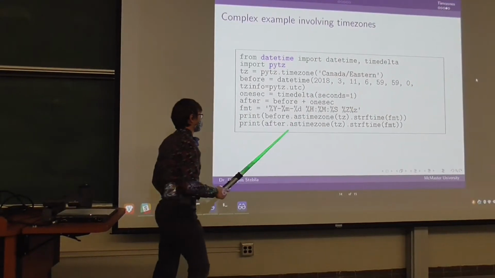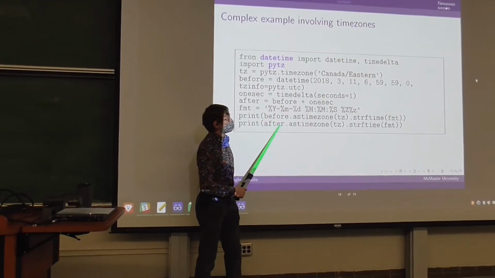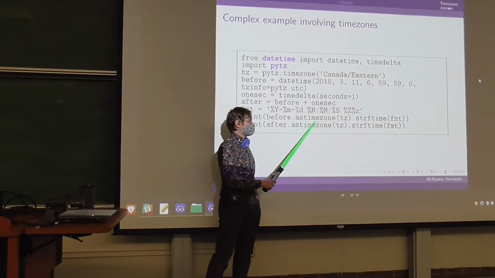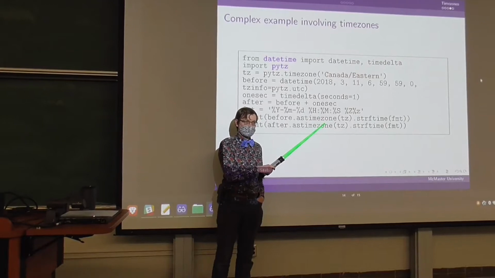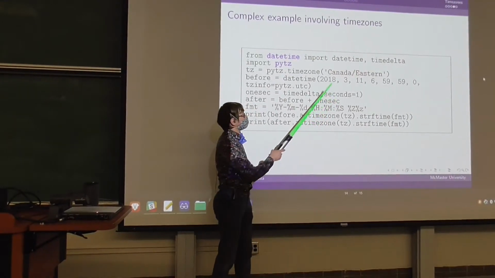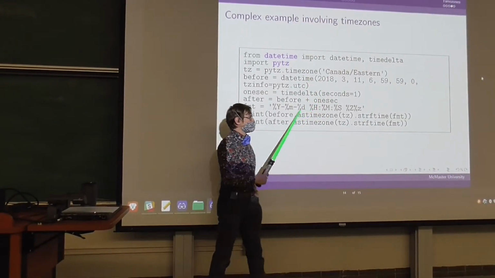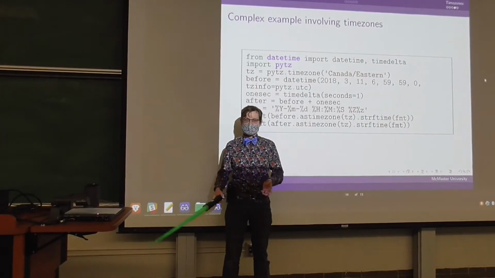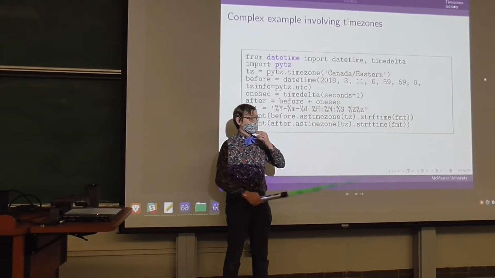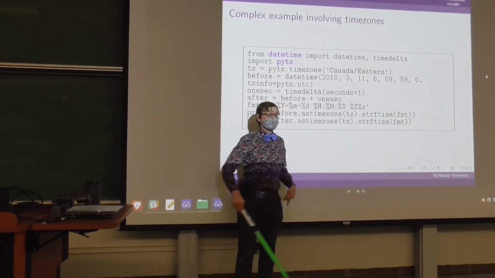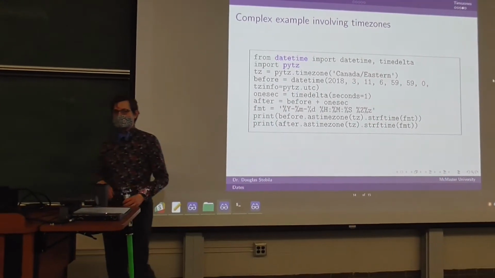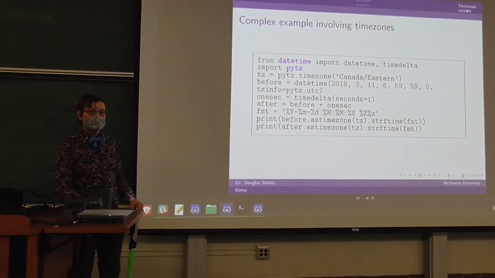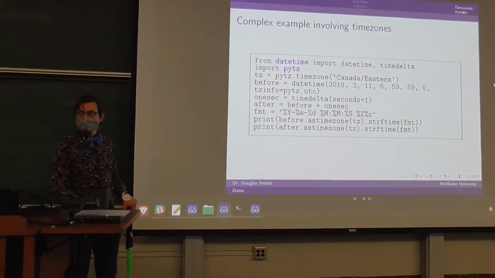So this as time zone method in the middle converts us from UTC time into whatever the local time zone is that has been specified above, and then you can apply all of your familiar methods to it however you may wish. Does that make sense? Good.